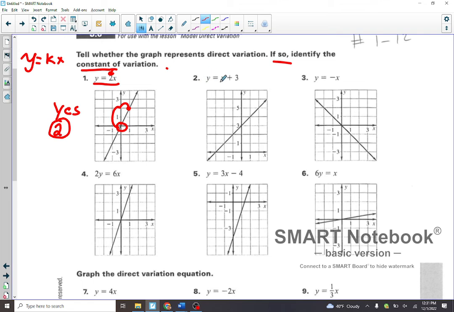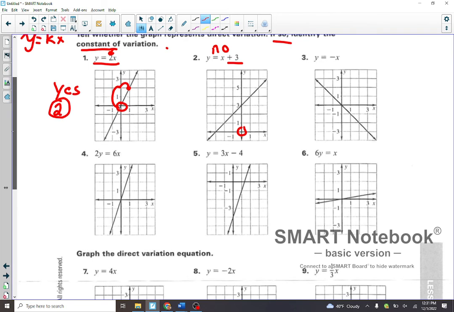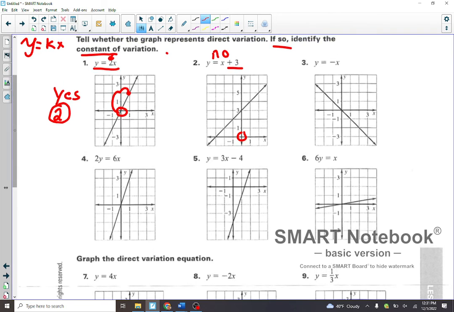All right, number 2. Problem is there's a plus 3. Another problem, it doesn't pass the origin. So this is a no. Does it have to be either or both? It's either or. It's yes or no. Like, does it have to pass through the origin and have positive or negative, or it just has to pass? If it's a no, then that means there's a plus something and it's not passing through the origin. Yeah, it has to be both. I understand what you're saying.